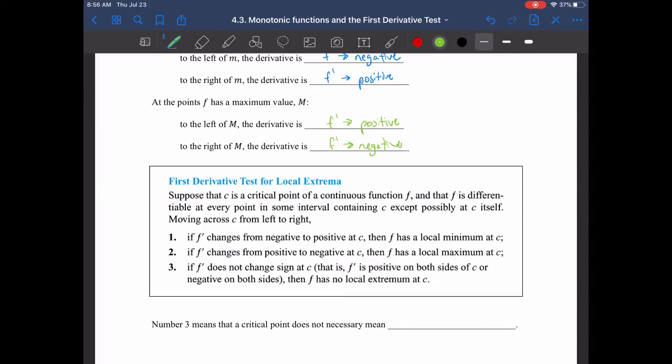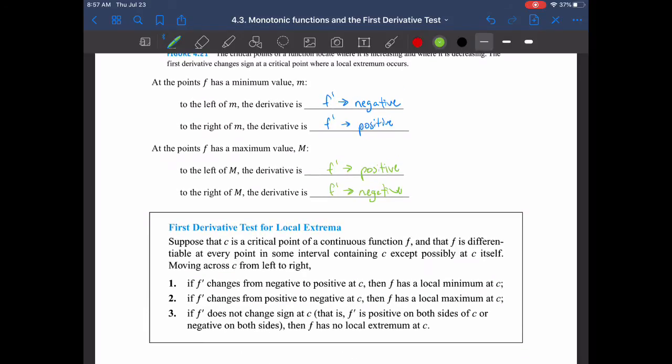So this is our first derivative test. Suppose that c is a critical point of a continuous function f, and that f is differentiable at every point in some interval containing c, except possibly at c itself. Moving across c from left to right, if f prime changes from negative to positive at c, then we have a local minimum. That's right here. We're going left to right, so we're going from negative to positive. That's what's occurring at a minimum.